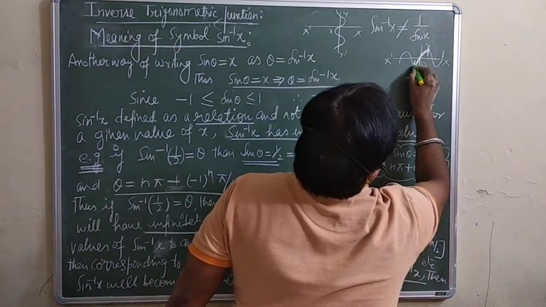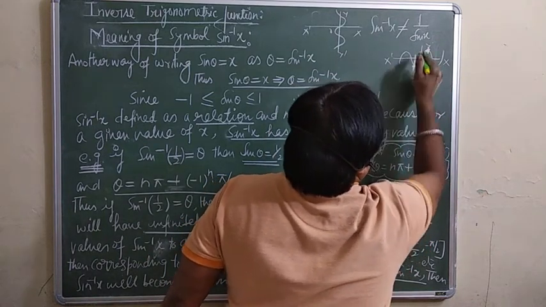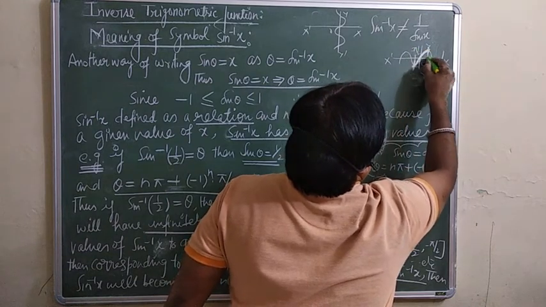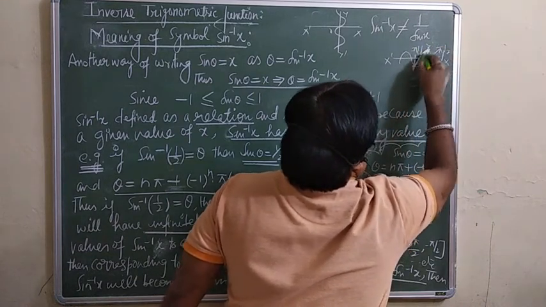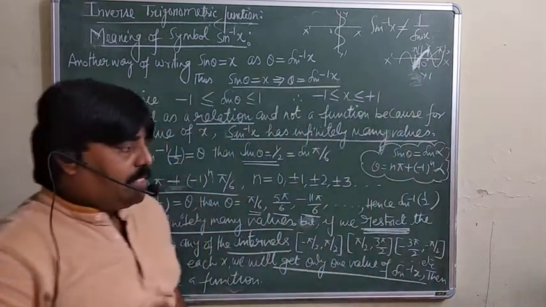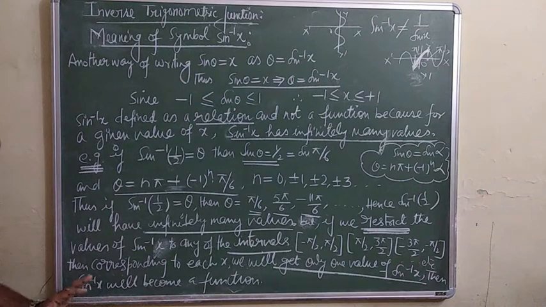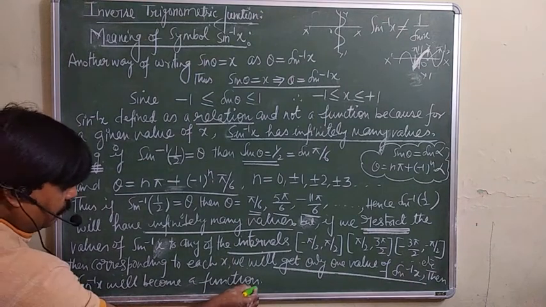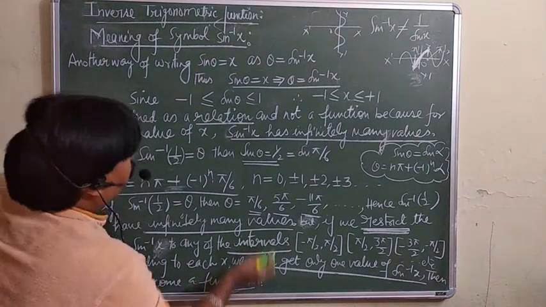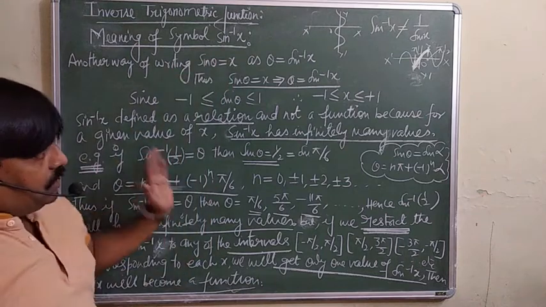This is minus 1, this is your minus pi by 2 and this is your plus pi by 2. So from here to here we take the inverse of the sine. So with one value of sine inverse x, sine inverse x will become a function. This is the symbol of sine inverse x. So have a look.